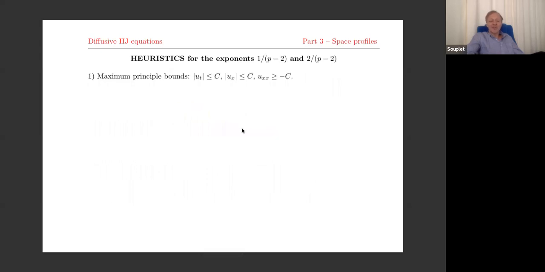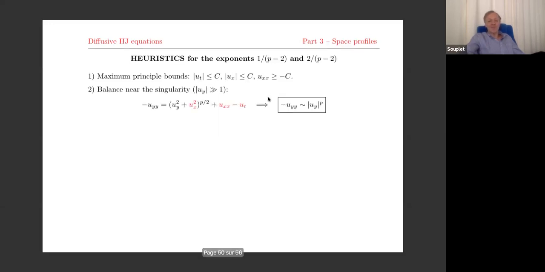Let me give you the heuristics and maybe a brief sketch of proof of this last theorem for the sharp profile. Let me comment on the possible heuristics for these magic numbers, 1 over P minus 2, 2 over P minus 2. They are basically a consequence of the maximum principle bounds that you get for U sub t, for U sub x, and partially one-sided for U sub xx. This you can show by maximum principle. Now you look at the asymptotic balance near the singularity. So you go back to the balance in 2D. And of course, only the black terms become dominant in the singular regime. The others can be ignored, at least formally, thanks to these bounds.